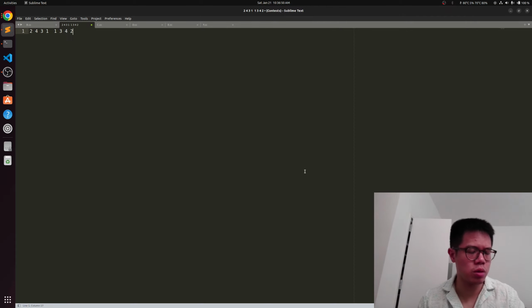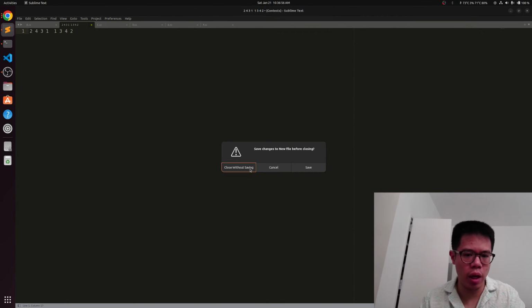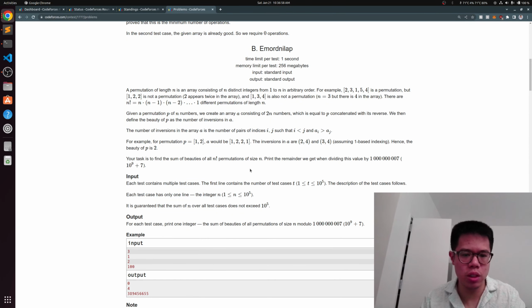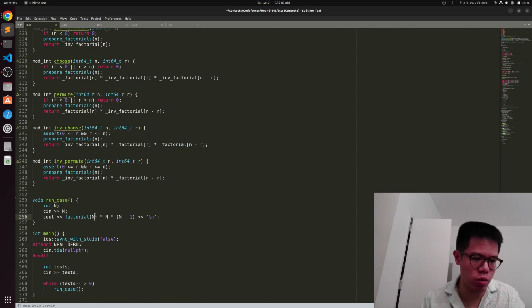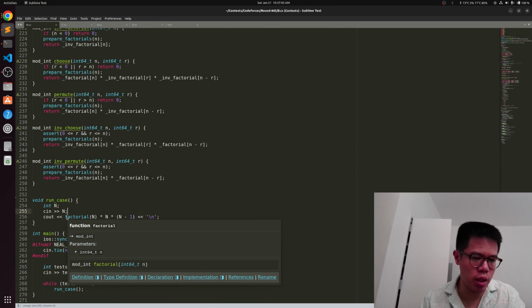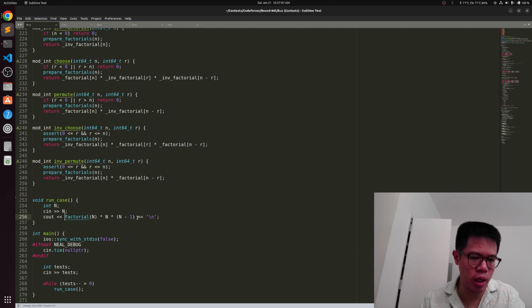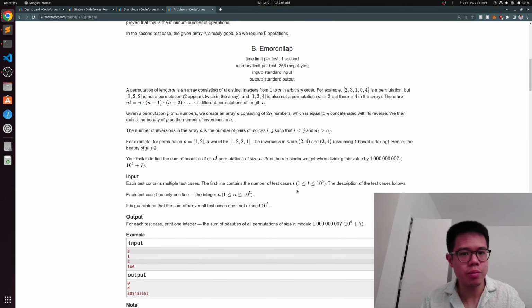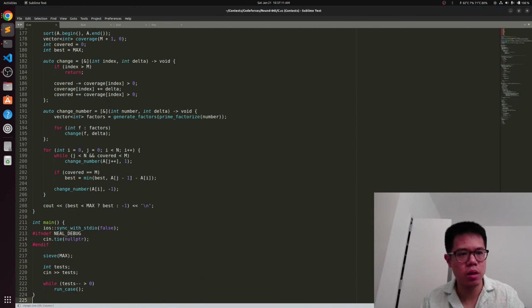I meant to say n choose 2 earlier. So we have n choose 2 plus n choose 2, which is n times n minus 1. And we need to add this up over every single permutation, which is kind of silly. We just multiply by n factorial. So I just take n factorial, multiply by n, and n minus 1. And that's the answer. All right, that's B.